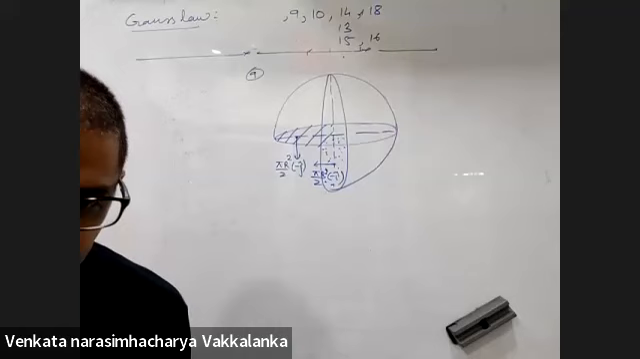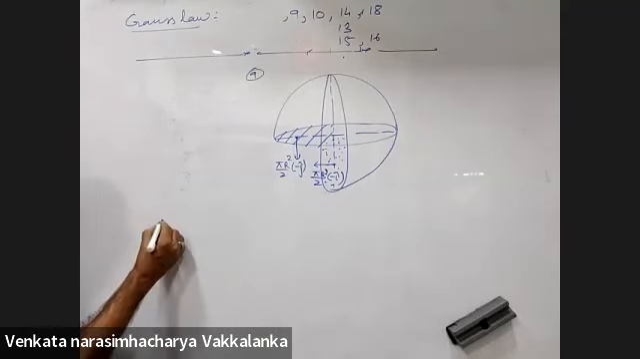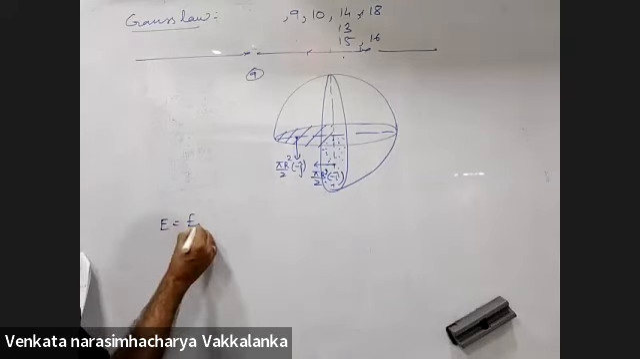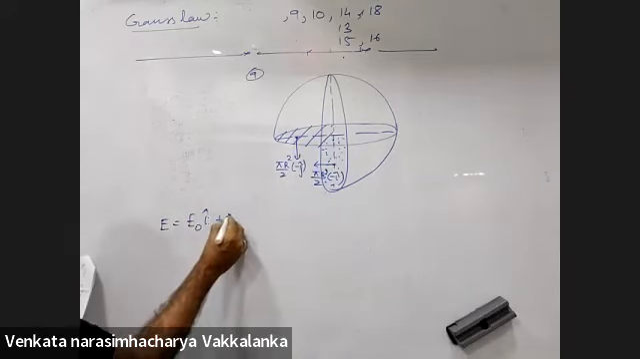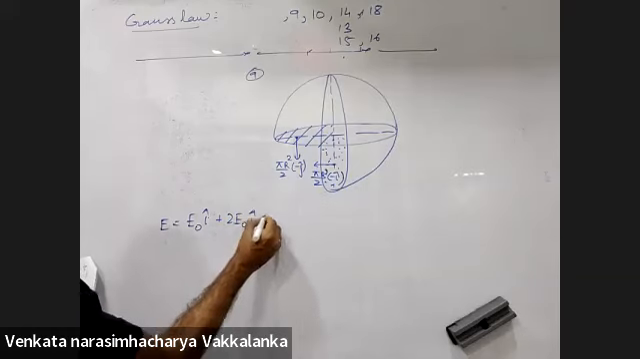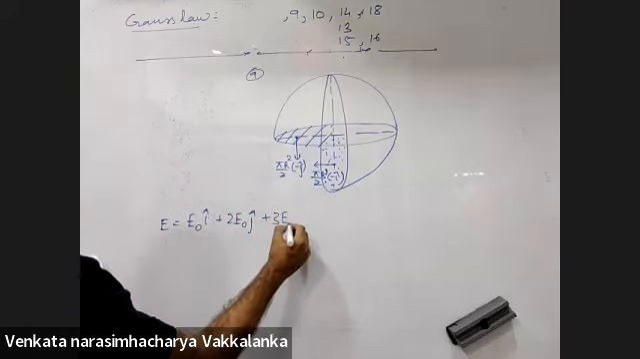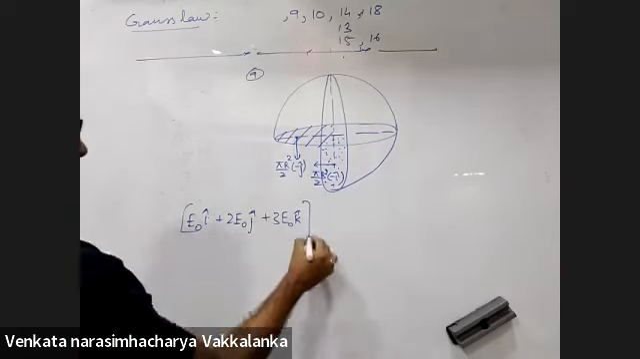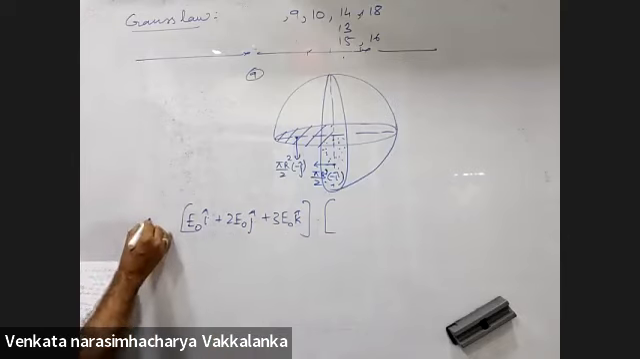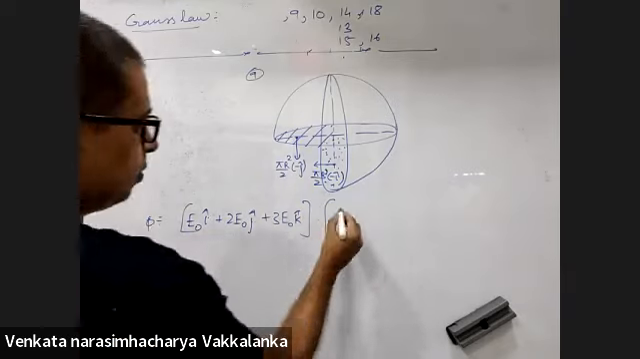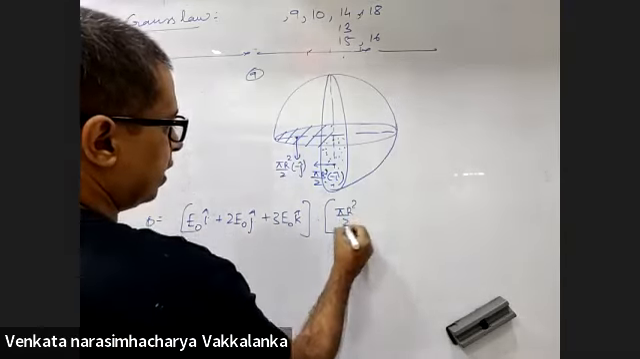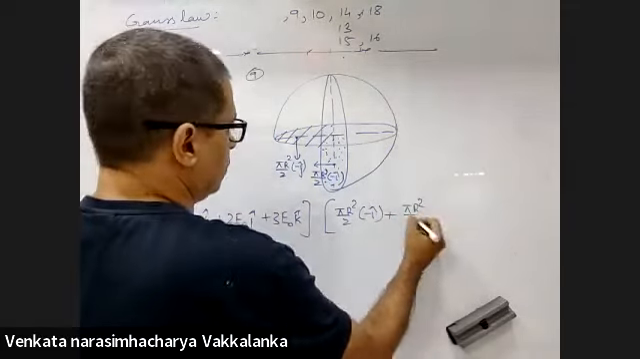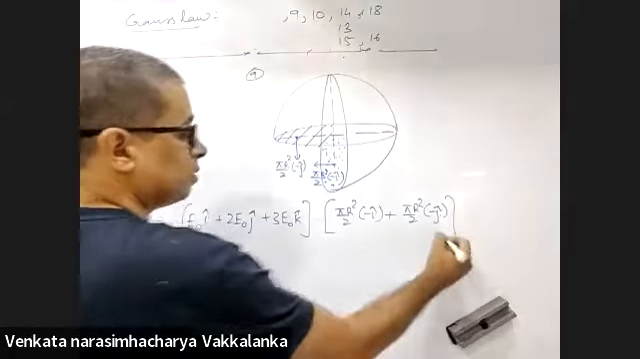Yes. Now, what is the field that you have given to me? Field given is E naught I cap plus 2 E naught J cap plus 3 E naught K cap. I'll make my job simple. Field dot area will be the flux. Area, how much do you want me to take? Pi r square by 2 minus I, pi r square by 2 minus j cap.